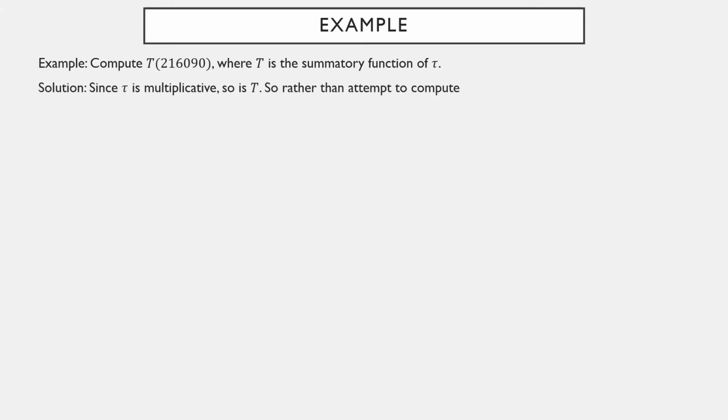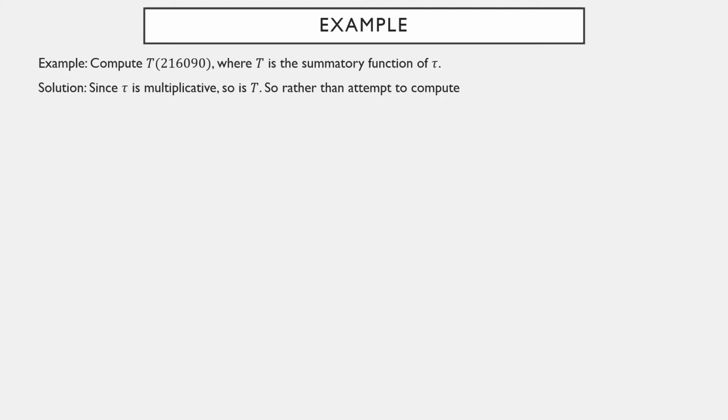Let's take a look at another example. Compute capital T of 216,090, where capital T is the summatory function of tau. Since tau is multiplicative, so is capital T. How do I know that? How do I know that the summatory function of tau is going to be multiplicative?